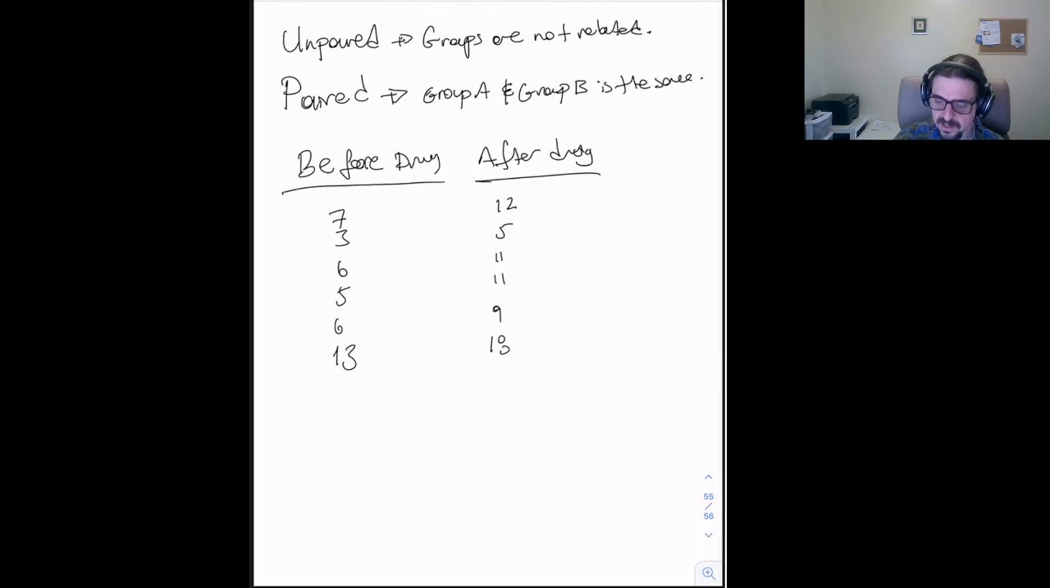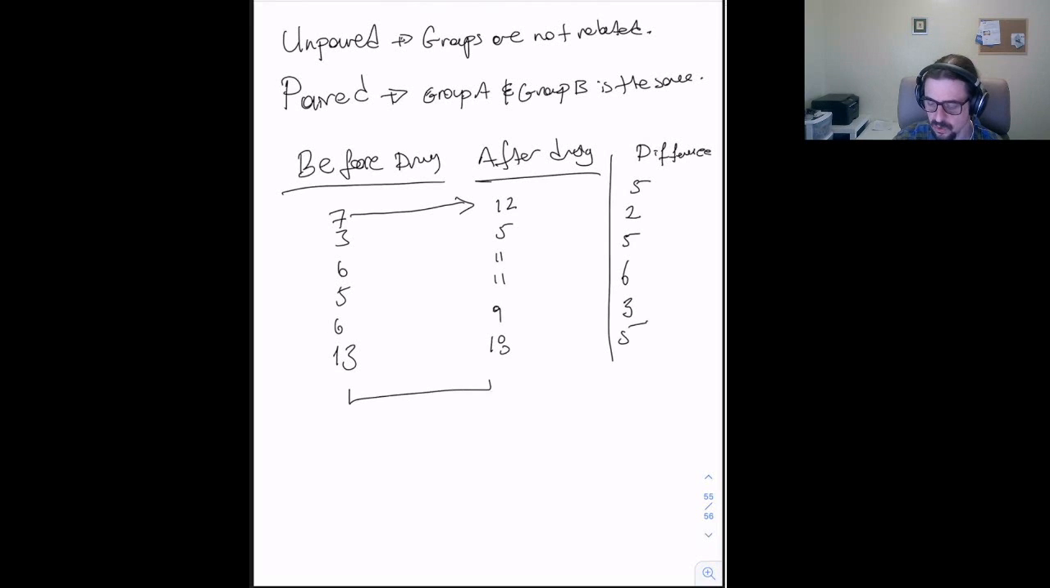Since they are the same athletes, only before and after, I can define something called the difference between the two. The difference is 12 minus 7, which is 5. 5 minus 3 is 2. 11 minus 6 is 5, and so on. So it will be 6, 3, and 5. And instead of using these two groups, now I'm just going to use the difference between them.